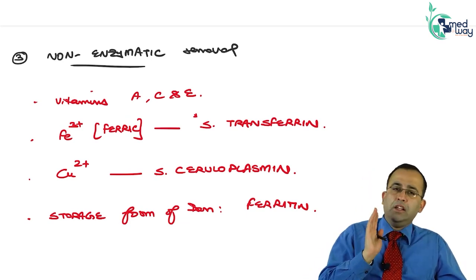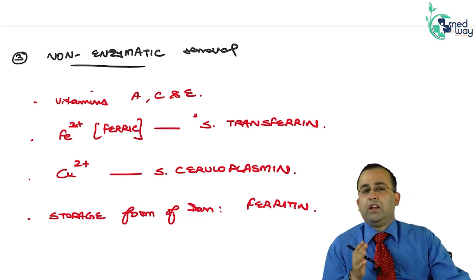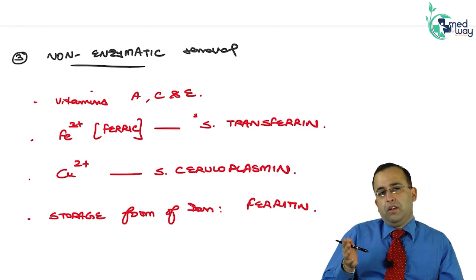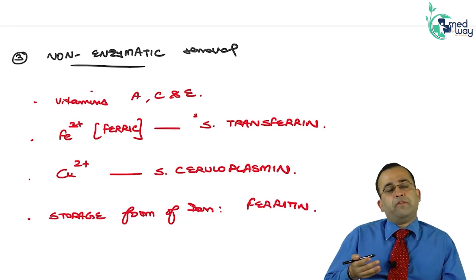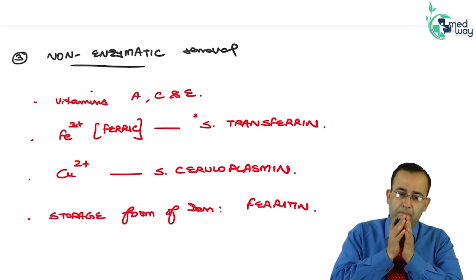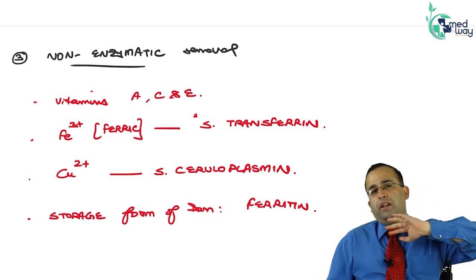Vitamins A, C and E. Next, ferric, the transport form of iron, which is transported bound to serum transferrin. Copper, serum ceruloplasmin. And lastly, the storage form of iron, that is ferritin. So this was biochemical mechanisms of cell injury.